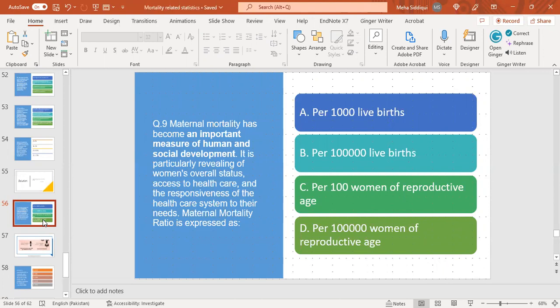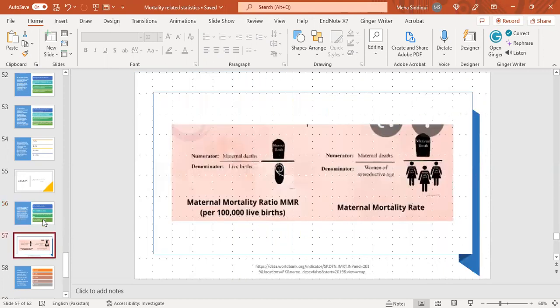Because in a maternal mortality ratio, the denominator we take is 100,000 live births. For rate, we take 100,000 women of reproductive age as denominator. We can see the difference here that for maternal mortality ratio, we are taking live births as denominator, while for maternal mortality rates, we are taking women of reproductive age as denominator.